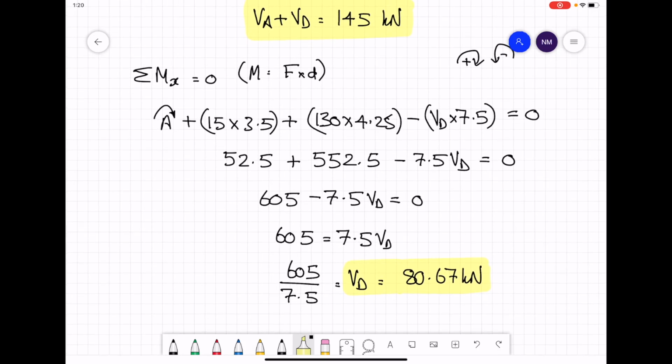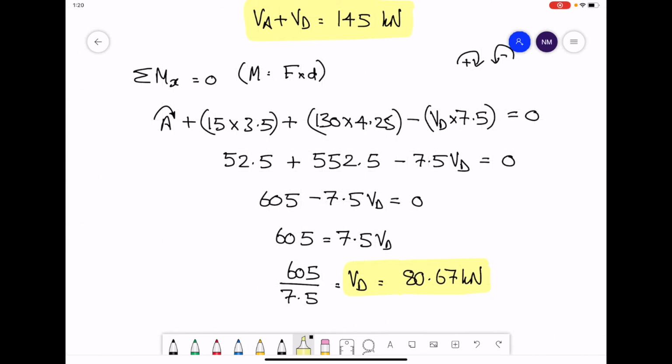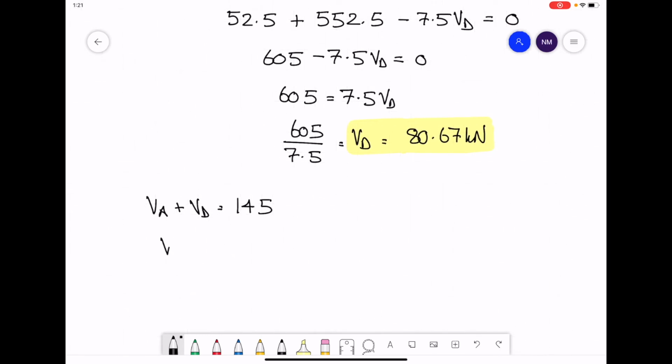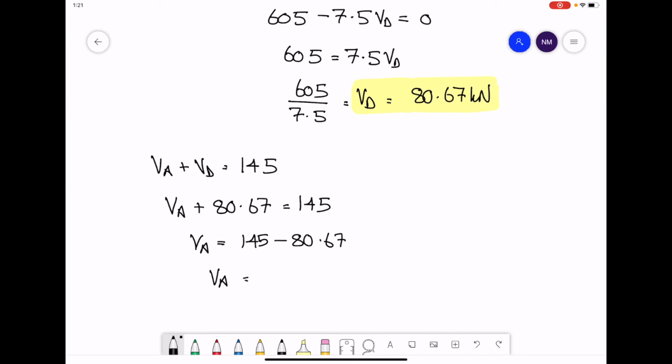With the equation just at the top of the page, VA plus VD equals 145, we can substitute in our known value into that equation and work out the value for VA. Substitute in our value, bring the 80.67 to the other side, calculate the difference, 64.33 kilonewtons.